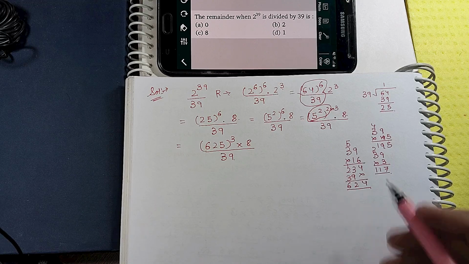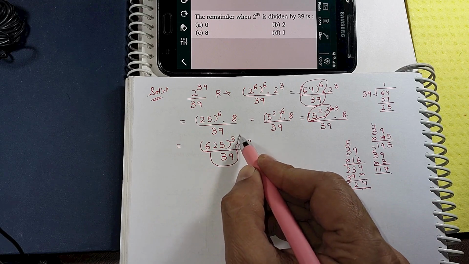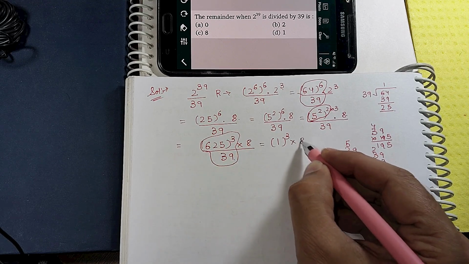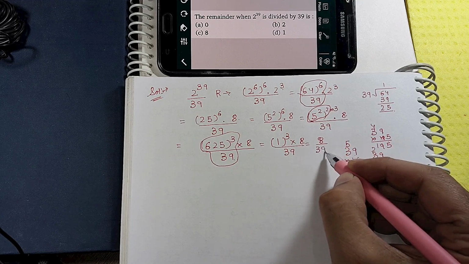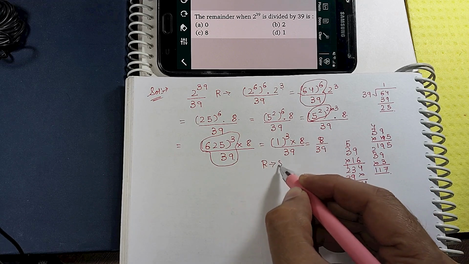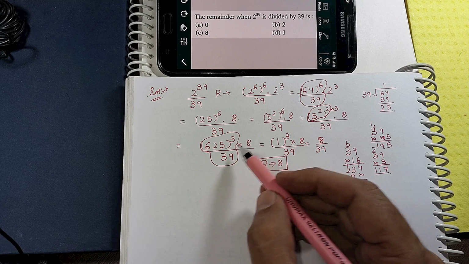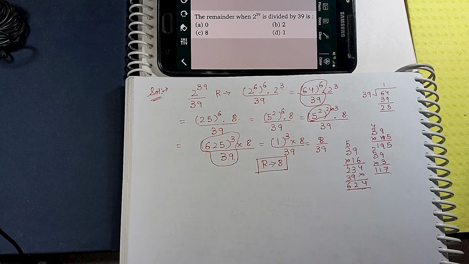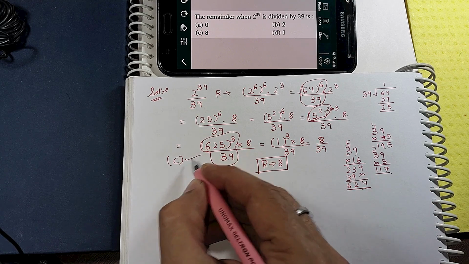Now 39 into 16 is 624. So when this gets divided, I would be getting remainder 1 cube into 8 divided by 39. So basically when I divide 8 by 39, I would be getting remainder as 8. So this whole process was to get a multiple of 39 as close as possible to the numerator, so as to have a remainder of 1 or 2. So the remainder for this case is 8, and the right option will be option C.